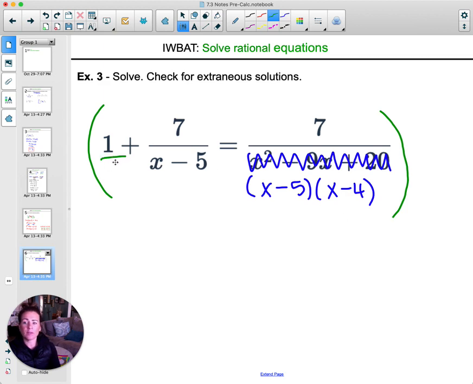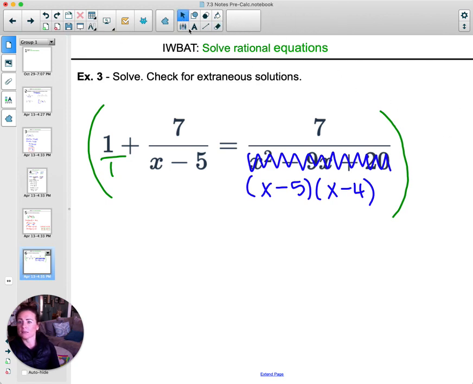So this denominator has a 1 in it. So what do we see in these other denominators that this one doesn't have? Well, this one doesn't have an x minus 5. And it also doesn't have an x minus 4. So we need to multiply by both of those.